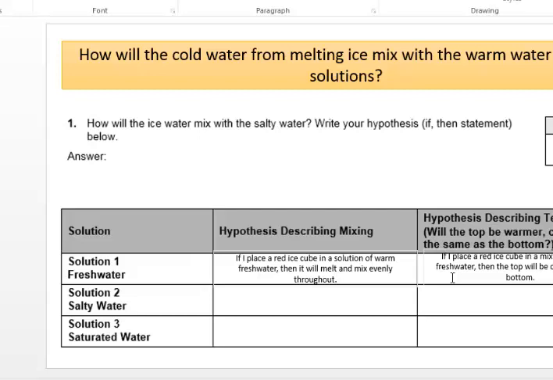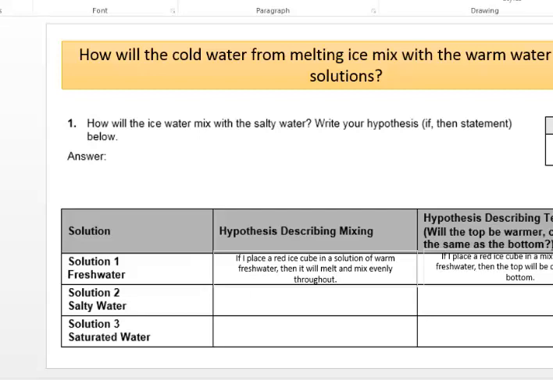Now this is just a hypothesis. It doesn't have to be true. It doesn't have to be correct. We're going to look at the data that the science has provided for us and decide what really happened. This is just what I think. If I do this, then this will happen. So you're going to come up with your own hypothesis for salty water and saturated water.